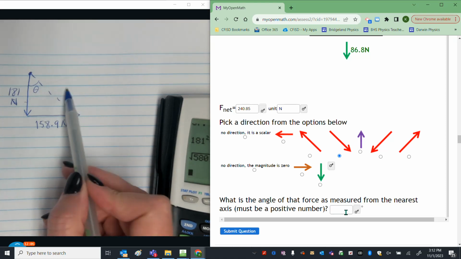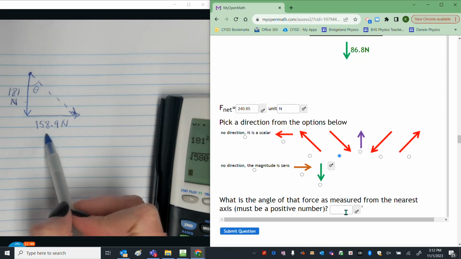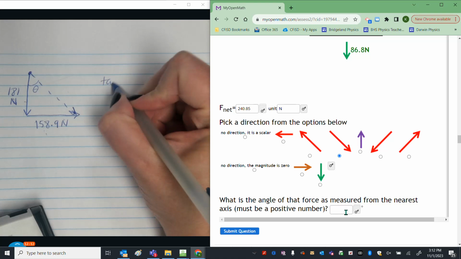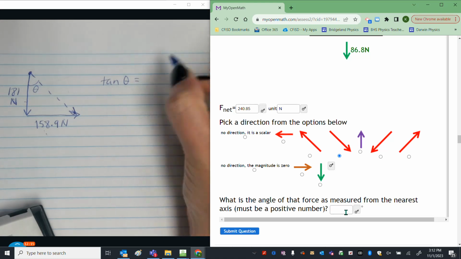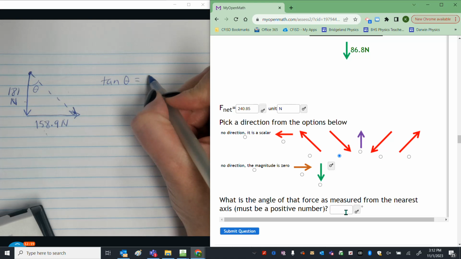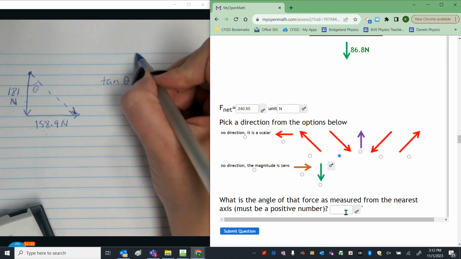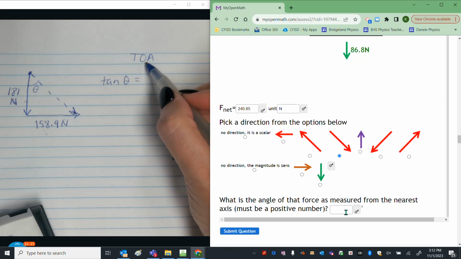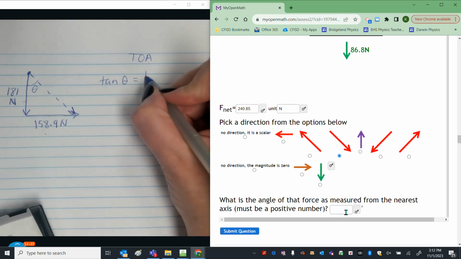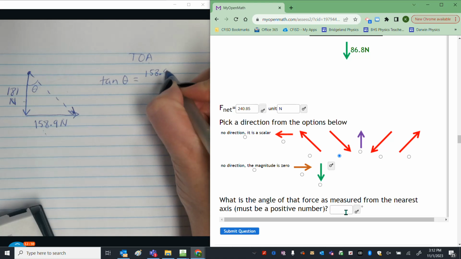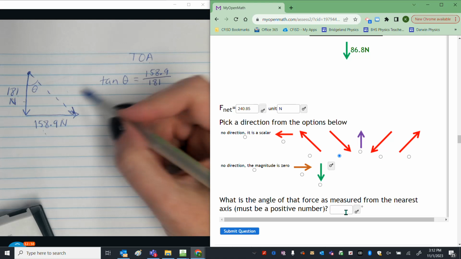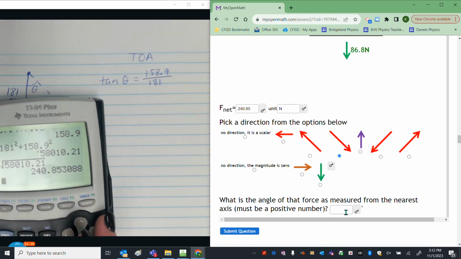But this one is rounded, so I'm going to stick with these numbers that are not rounded values, and I'm going to use tangent. And I'm going to say that the tangent of my unknown angle theta is equal to, again this is TOA in SOHCAHTOA, opposite over adjacent. And so the opposite side of my angle is this 158.9. The adjacent side to my angle is the 181. I didn't use the hypotenuse because it had all these decimals.